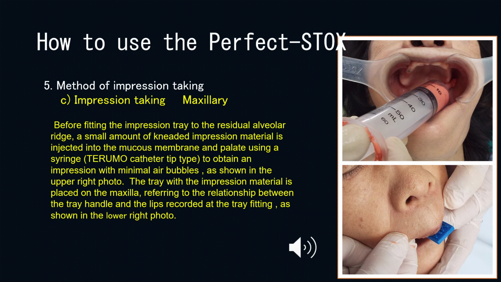The tray with the impression material is placed on the maxilla, referring to the relationship between the tray handle and the lips recorded at the tray fitting, as shown in the lower right photo.